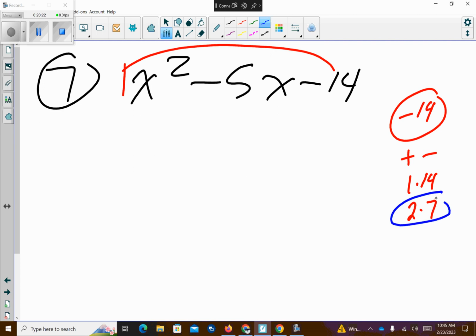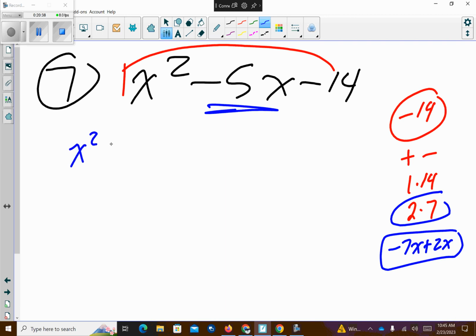Which one has to be the positive number? Which one has to be the negative number? So when I add 2 and 7 together, I get a negative 5. Good. Negative 7 and positive 2. It does not matter which order you plug this in, but this is going to replace this. Okay? So I'm going to write x squared minus 7x plus 2x minus 14.